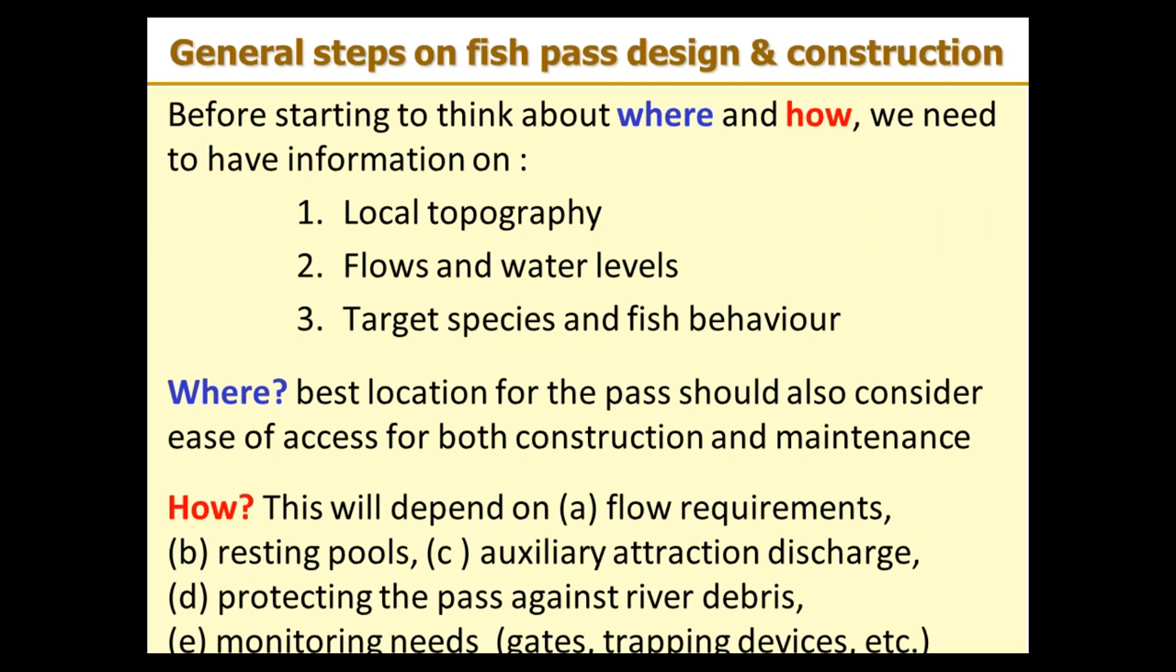and maintenance. It's not just to consider the best location for fish, but we need to consider also how to build and how to maintain the pass. This will depend on flow requirements, resting pools, auxiliary attraction discharge, protecting the pass against river debris, and monitoring needs, as could be gates, trapping device, etc.